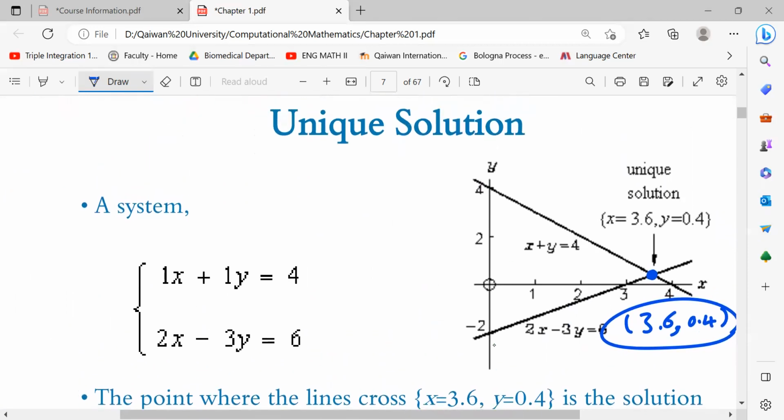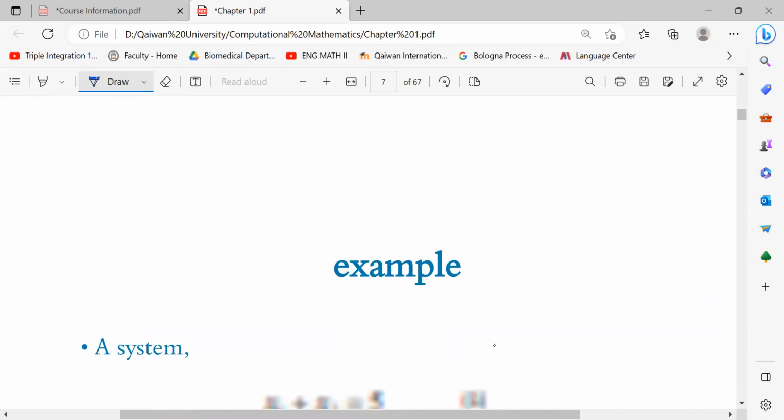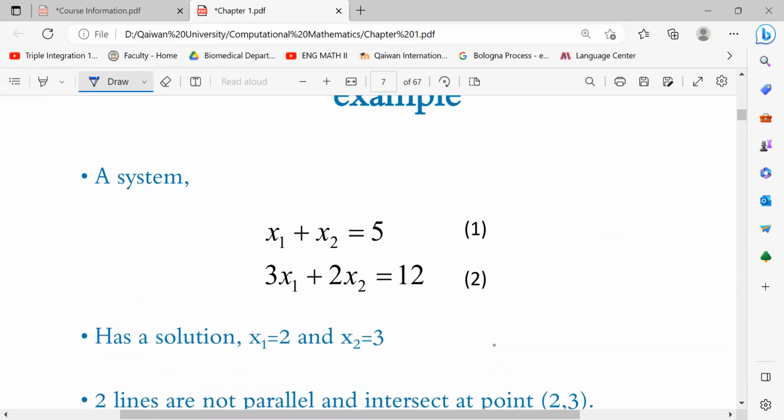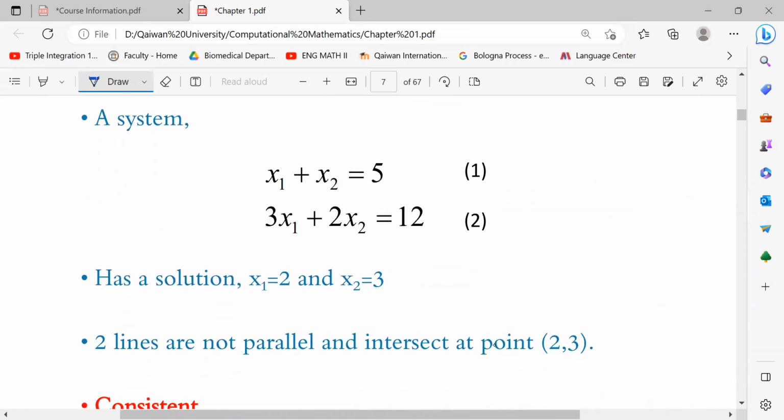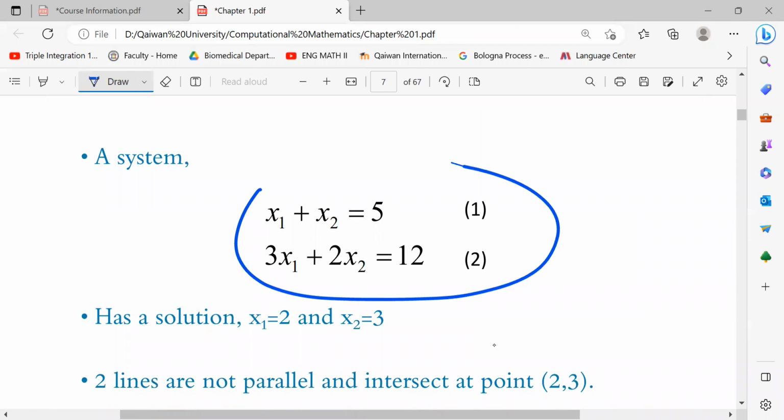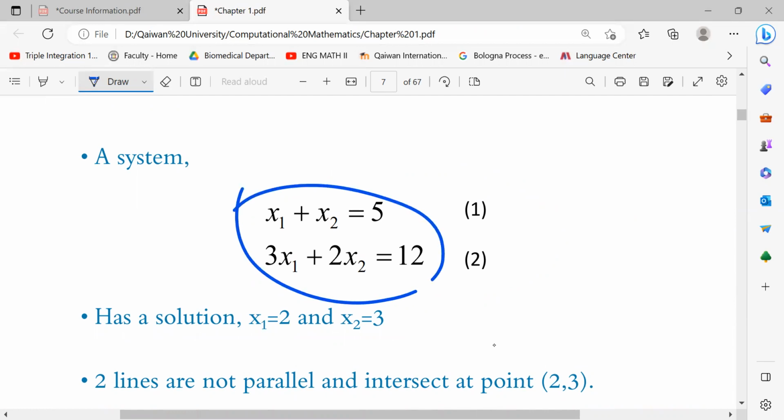So if they intersect at only one point, we say the system has a unique solution. So if they intersect at more than one point, here for this one, we say this system has a solution at x1 to be 2 and x2 to be 3, and just check this. Replace x1 and x2 by these two values. It must satisfy both equations. Okay.